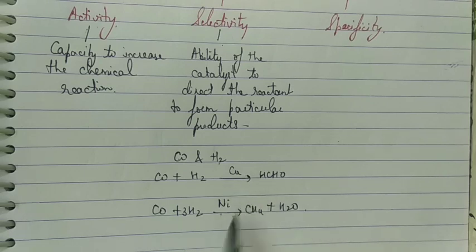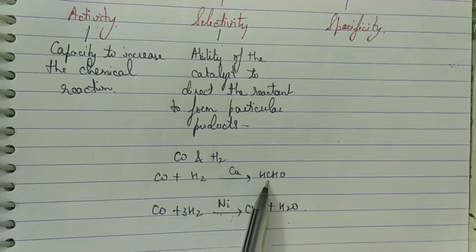So in these two examples you can see CO and H2 can lead to the formation of different products on the basis of the catalyst that is used. So here what is the work of this catalyst? It has the tendency to direct the reactant to give a particular product.